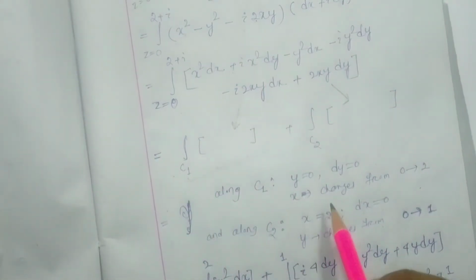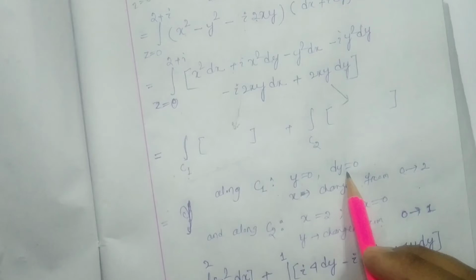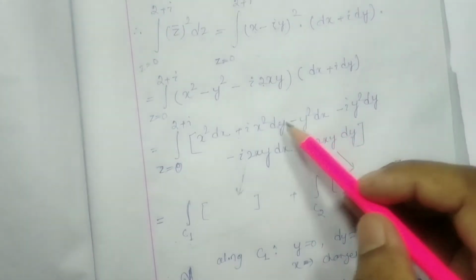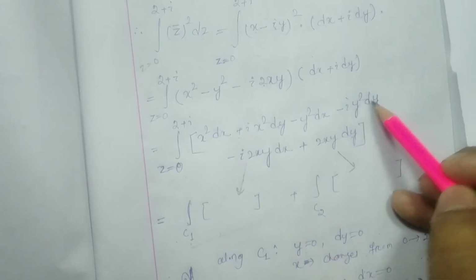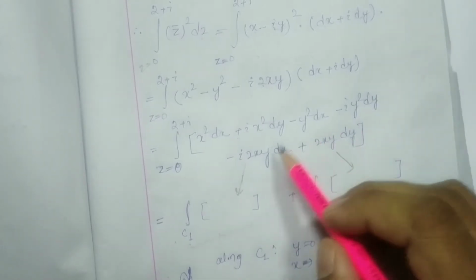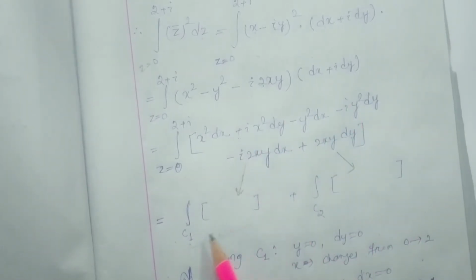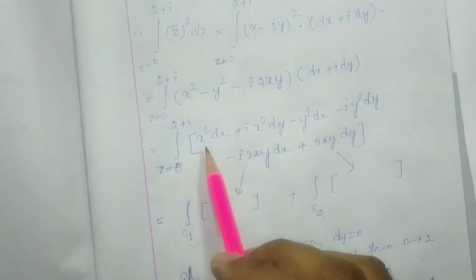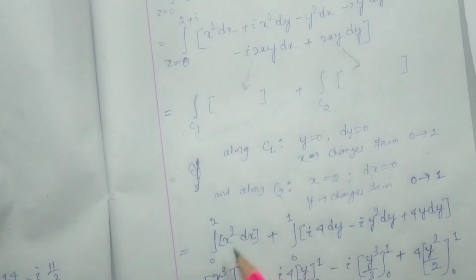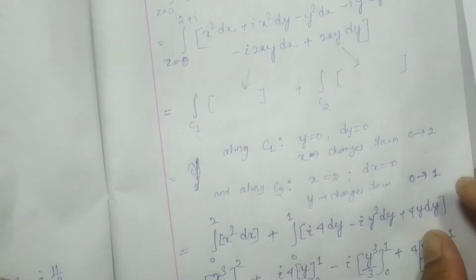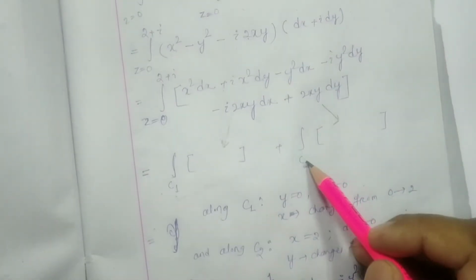So along C1, y dy will be equal to 0, so the y dy terms will be 0, this term will be 0, and this term dy is here, so all these terms are going to be cancelled out. Along C1 only one term will remain, that will be x square dx, where x changes from 0 to 2. Okay, next we have to consider C2.